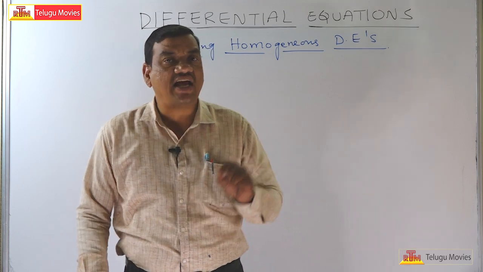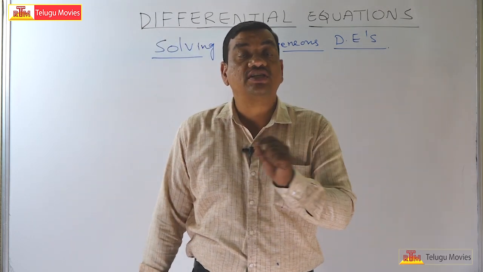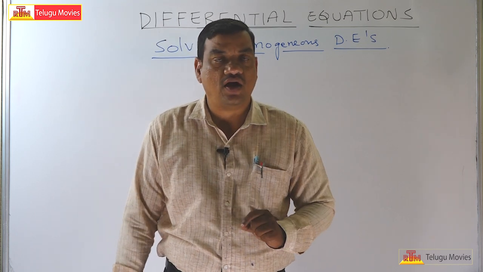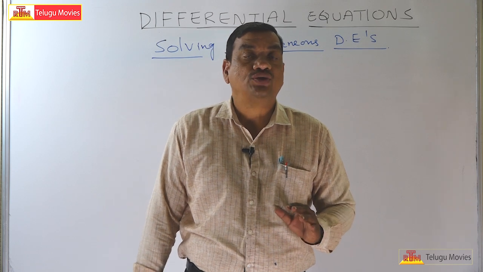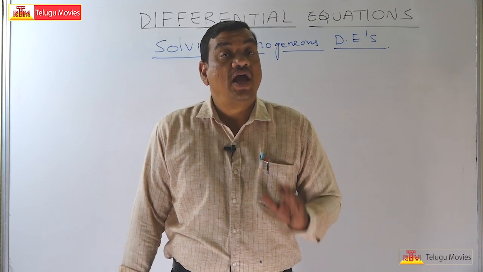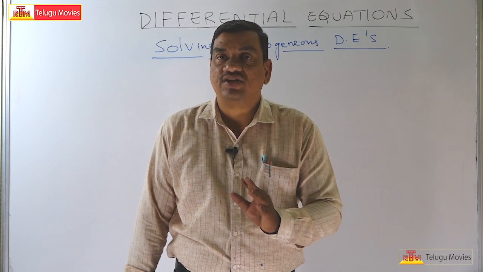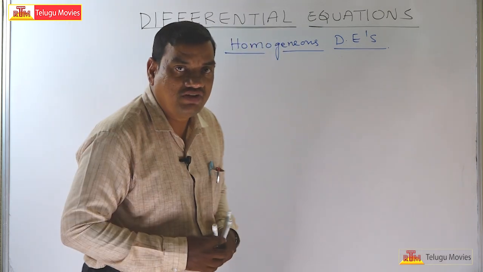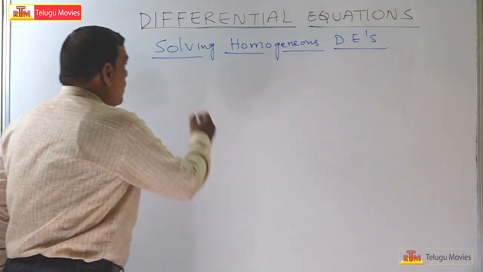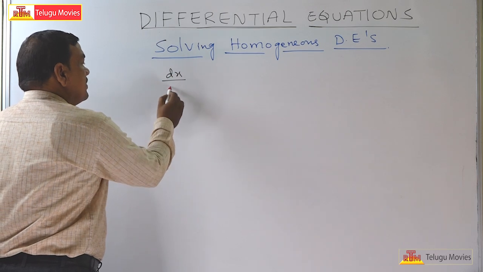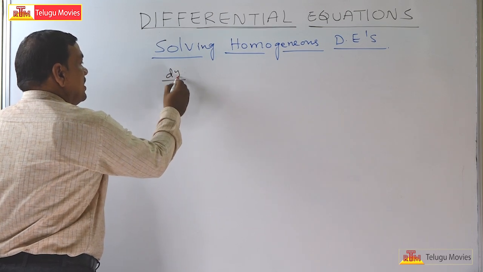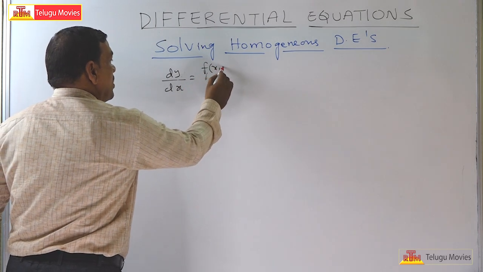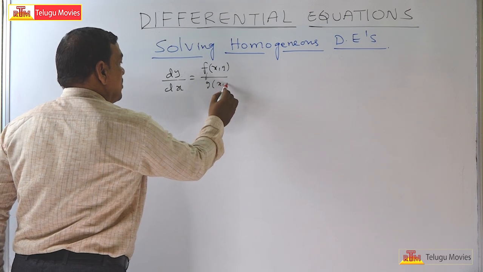In yesterday's class, I explained what a homogeneous function is and what a homogeneous differential equation is. In today's class, I am going to explain how to solve a given homogeneous differential equation. Here we have two types of homogeneous differential equations. Let us see them. The first is of the form dy by dx equal to f of x comma y by g of x comma y.